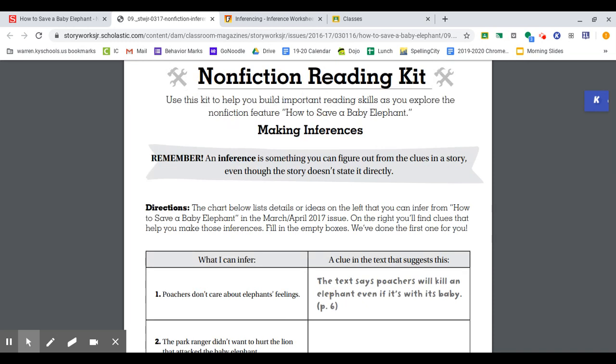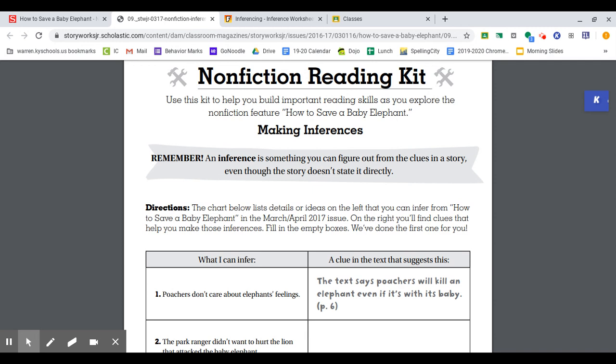And you all know I love when we infer and make inferences, same thing as drawing conclusions. An inference is something you can figure out from the clues in the story. The story doesn't say it word for word, but we can figure it out because of the clues in the text and when we read the whole story and we put it all together.